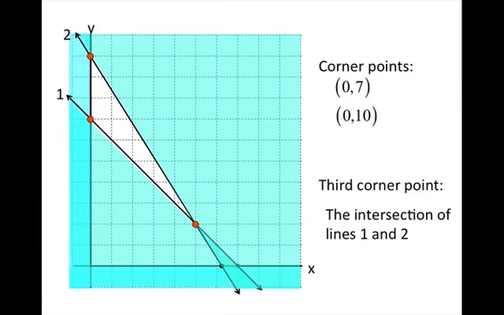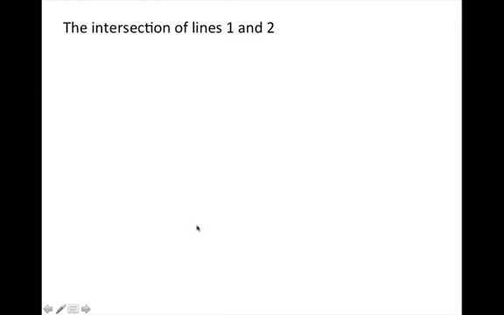This looks like the ordered pair 5, 2, but don't ever go by the graph, especially since we estimated this intercept right here that was a fraction. So always find the intersection of the two lines using the elimination method. So line 1 was x plus y equals 7, and line 2 is 8x plus 5y equals 50.